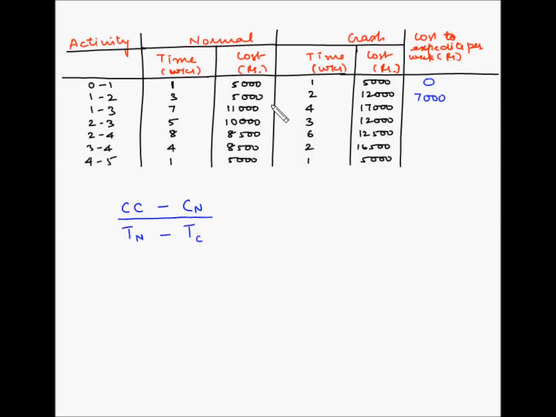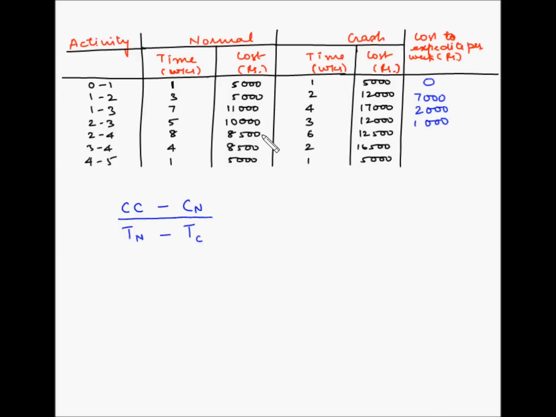For the third activity, the cost is increasing by 6,000 rupees. 17,000 minus 11,000, which is 6,000, and the time is reducing by 3 weeks. So 6,000 divided by 3, which is 2,000. For activity 2-3, the cost is increasing by 2,000 rupees. 12,000 minus 10,000, which is 2,000, and the time is reducing by 2 weeks. So 2,000 divided by 2, which is 1,000.